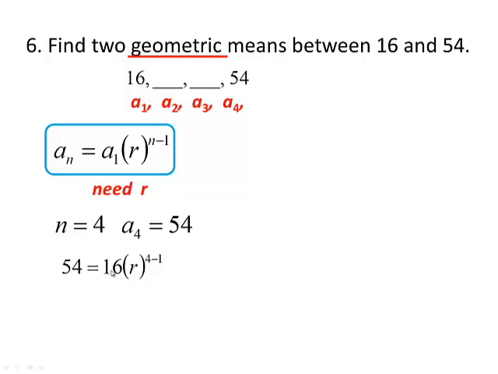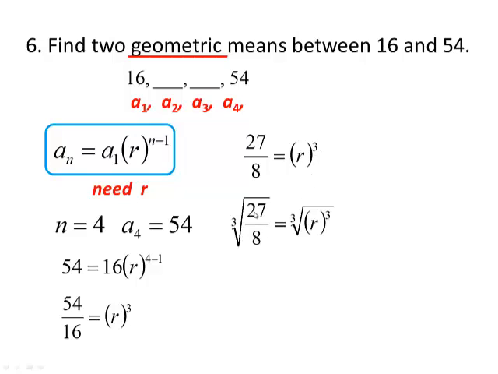So I can put 54 in here, is equal to 16, the first term, times r to the 4 minus 1, or n minus 1. So dividing both sides by 16, 4 minus 1 is 3. Reduce this up a little bit here. I get 27 over 8. Now taking the cube root to clean off this exponent, both sides, I know that 3 times 3 times 3 is 27, and 2 times 2 times 2 is 8. So that makes r 3 over 2.